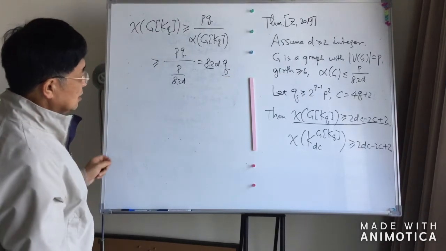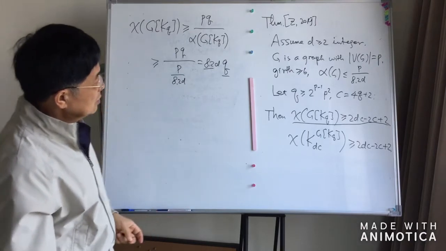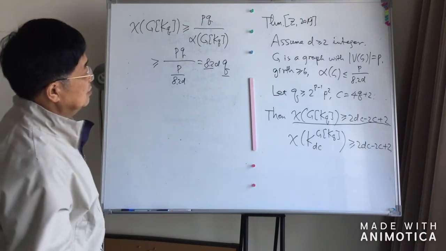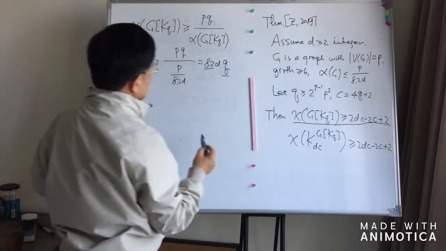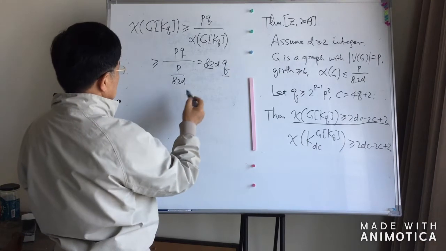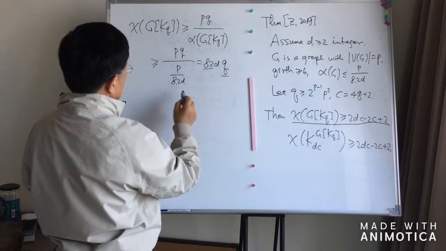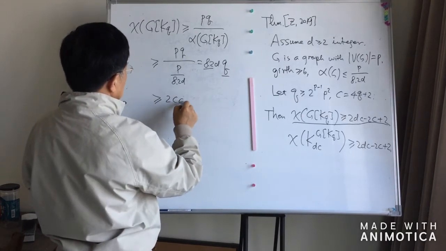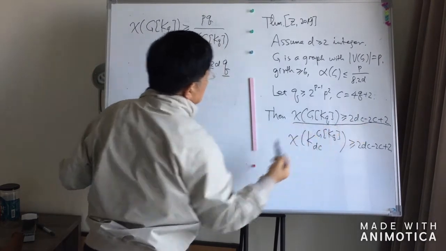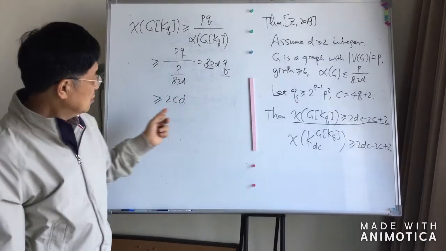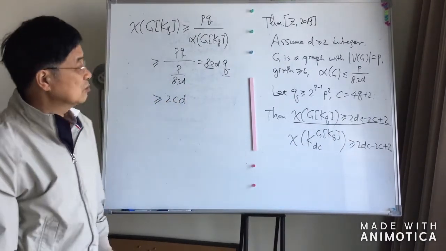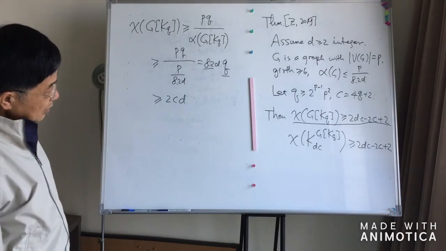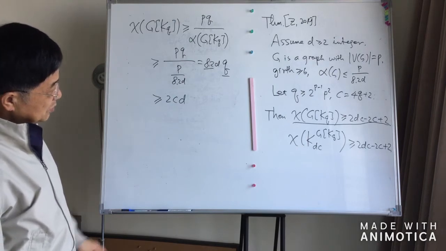Right? C is 4Q plus 2, which is less than 4.1Q. Q is a huge number. And so this is greater or equal, actually much greater than 2CD. Of course, we just need this to be greater or equal to 2CD minus 2C plus 2. So this is certainly true. Okay. So now we need to prove this.